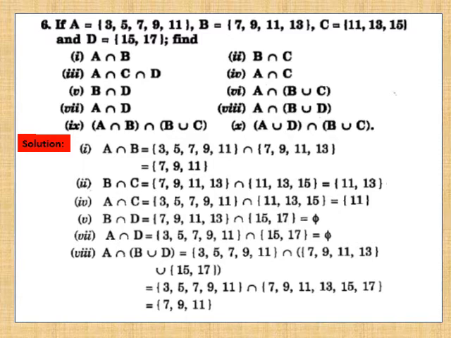Then I have solved the 8th part, that is A intersection (B union D). So A is {3, 5, 7, 9, 11}, intersection of (B union D). So first find B union D, which will be equal to {7, 9, 11, 13, 15, 17}. Now check what is common. We can simply see that the common elements are 7, 9, 11. So A intersection (B union D) is equal to the set {7, 9, 11}. Clear? So pause and solve the other parts.